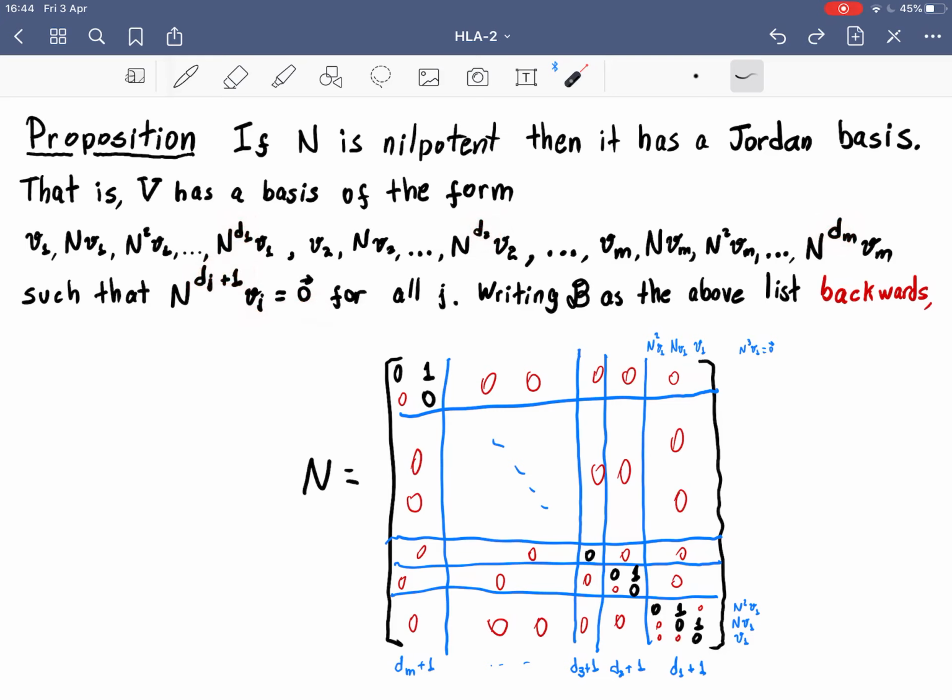But if you think in terms of a chain, you start with a vector, it's mapped onto another vector, then it's mapped onto another vector, another vector. The last one is mapped onto 0. So the last one is actually an eigenvector with eigenvalue 0. So it's a vector in the kernel. Okay. And this is what the proposition says.